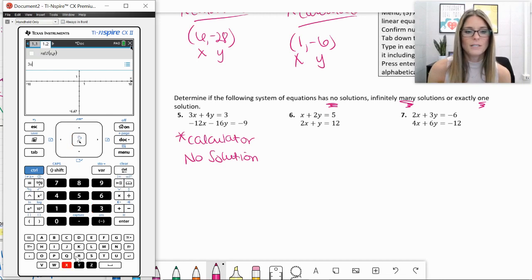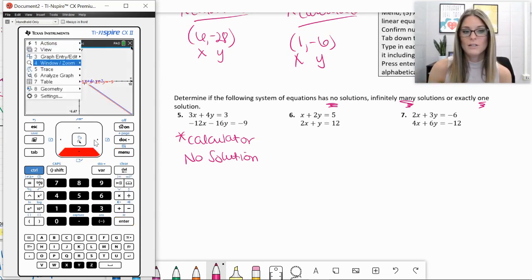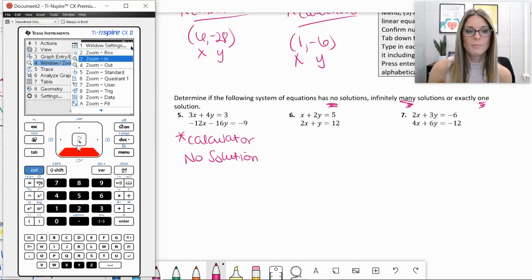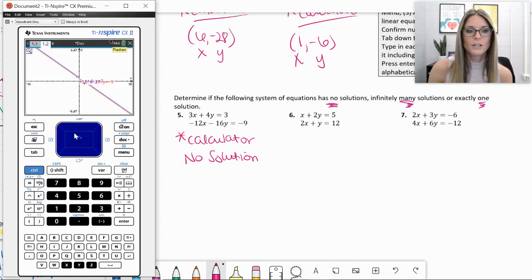Our top equation was 3x plus 4y equals 3. I'm going to arrow down for a second relation. It already graphed my first equation there. Negative 12x minus 16y equals negative 9, and I'm going to hit enter. I've got a blue and red line graphed there. And right now they look like they are practically on top of each other. Let's zoom in. If you go menu, you have number 4 is window zoom, and you can zoom in number 3. And you can move your cursor to where you want to center that zoom.